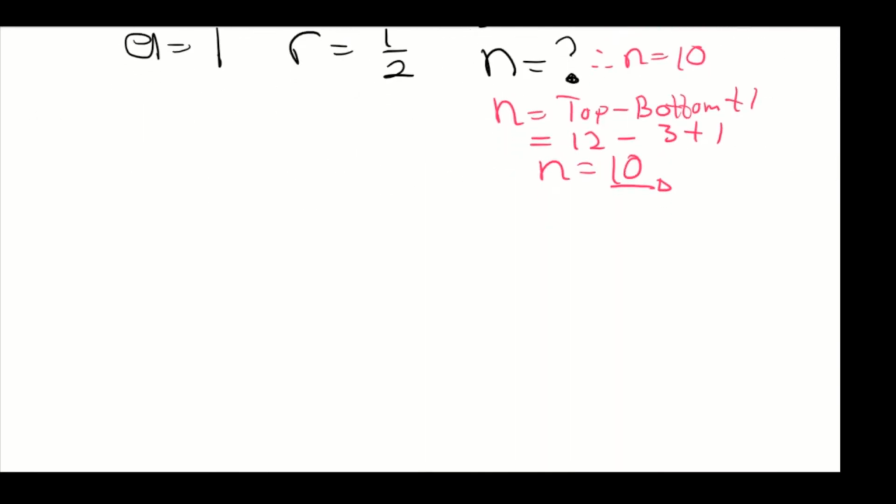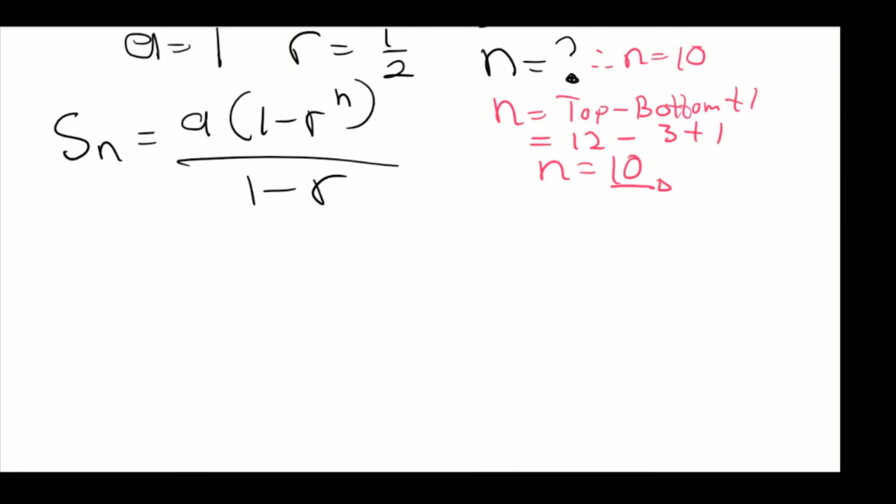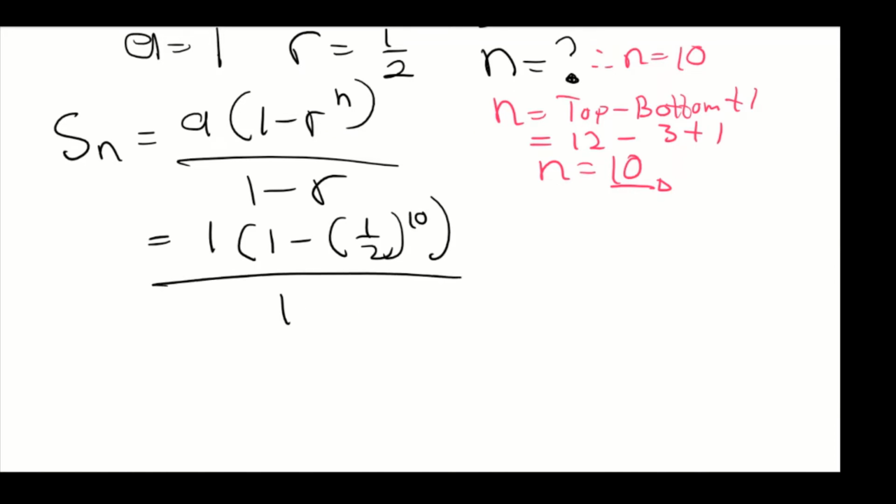Now the formula for a geometric sum is Sn equals a into 1 minus r to the power n, divided by 1 minus r. So our a value is 1, into 1 minus our r, which is 1 over 2, to the power of n, where n is 10 terms, divided by 1 minus 1 over 2. You're going to punch your calculator and the solution should be 1.998.